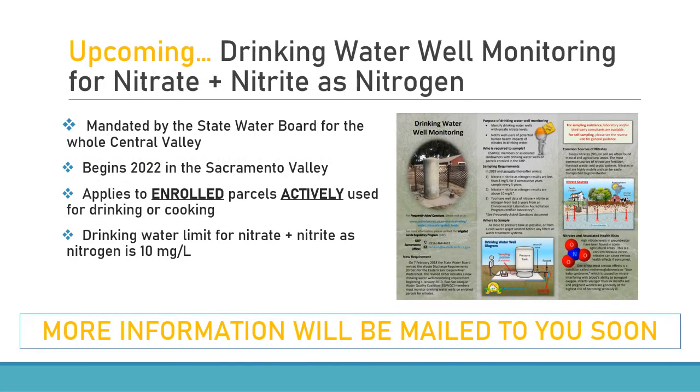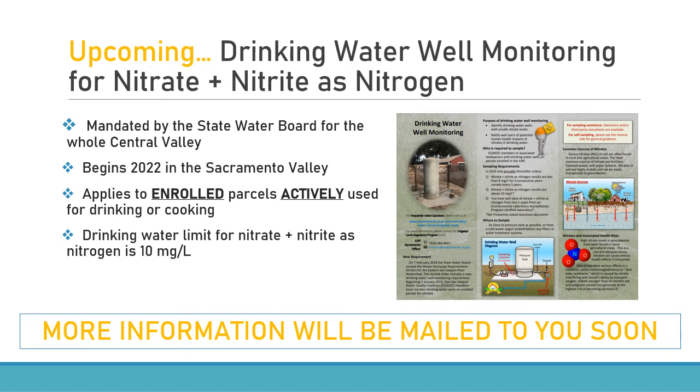This presentation has previewed some major changes happening in the ILRP, such as pyrethroid monitoring and MPIRs. And there is another major change coming in 2022. The Drinking Water Well Monitoring Program. This is another requirement that was mandated by the State Water Board for the whole Central Valley. However, it begins in the Sacramento Valley in 2022.